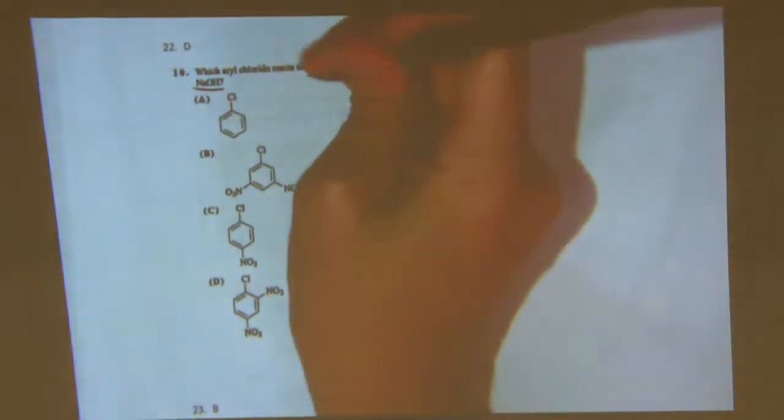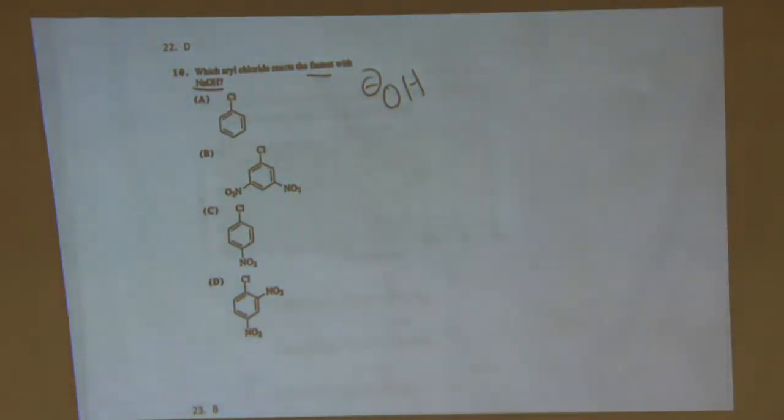So this question is, which aryl chloride reacts the fastest with NaOH? So what kind of reaction is this? Nucleophilic. So NaOH is a strong nucleophile, right? You're going to get OH negative. So this is nucleophilic aromatic substitution. So it's asking which one reacts the fastest in nucleophilic aromatic substitution.